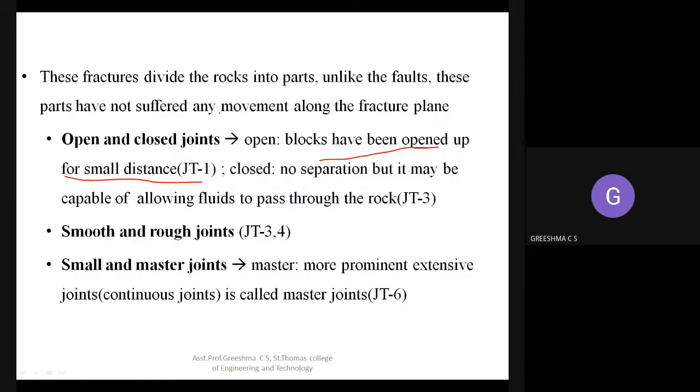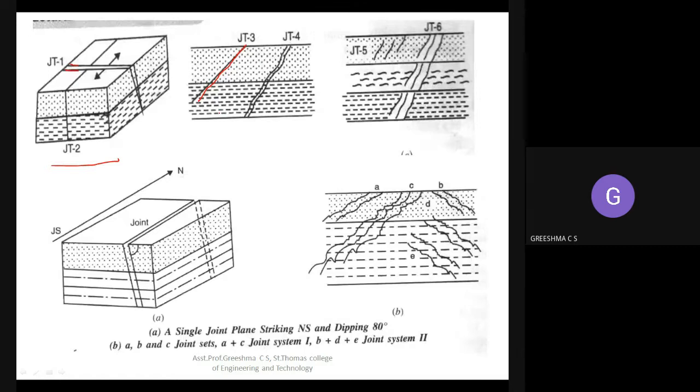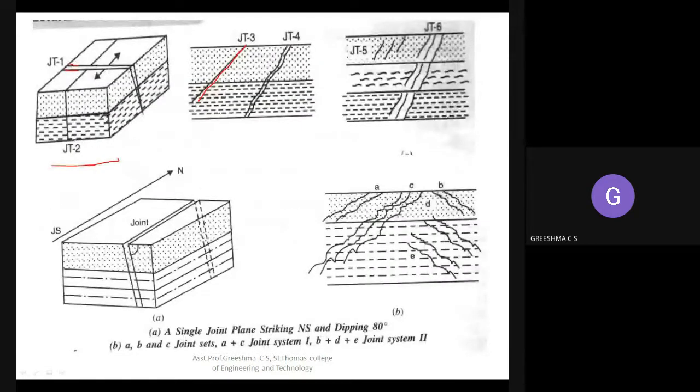Next one is smooth and rough joints. As the name indicates, you can see the pictures JT3 and JC4. Here it is a smooth one, and here it is a somewhat rough joint. If it is along a smooth surface, it can be called a smooth joint, and if there is some roughness, you can see it here. Some corrugations have occurred, so that is a rough joint.